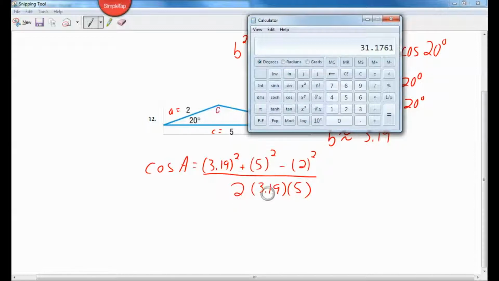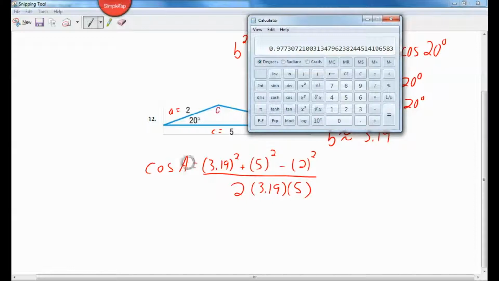31.1761. And then we need to divide by all of this. With this Windows calculator, and even with other calculators, you could put parentheses and just multiply out the denominator. Close parentheses and hit equals and get the answer. You should get something less than 1 because we have to take the inverse cosine of this to get the angle measure. So this is what the right side would equal, this decimal.